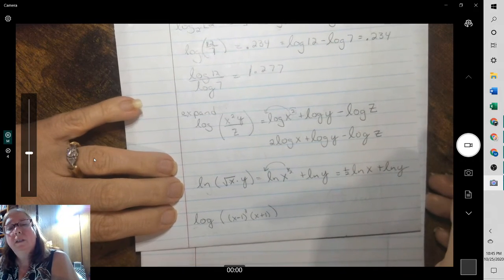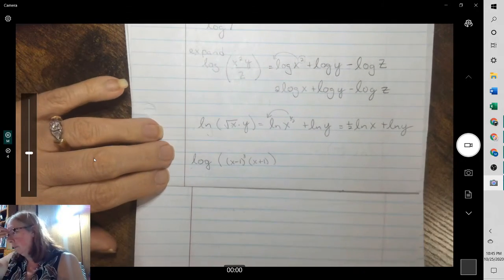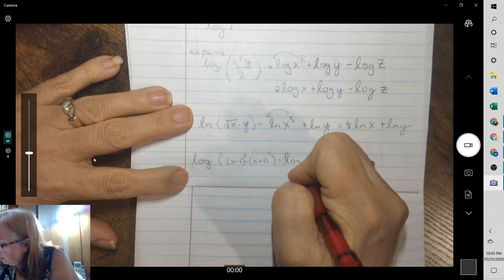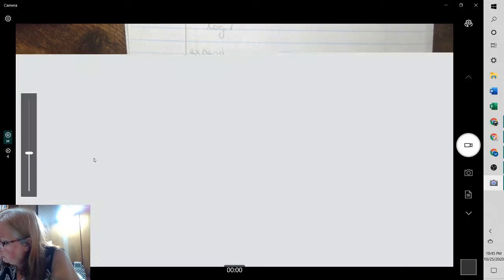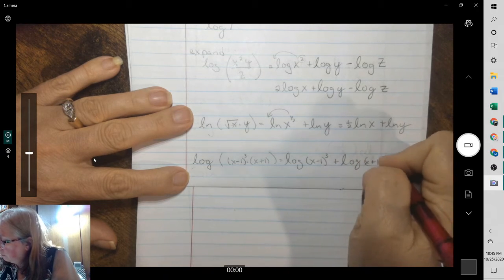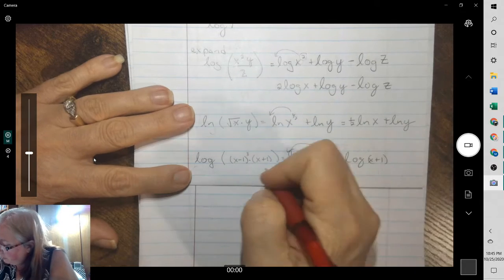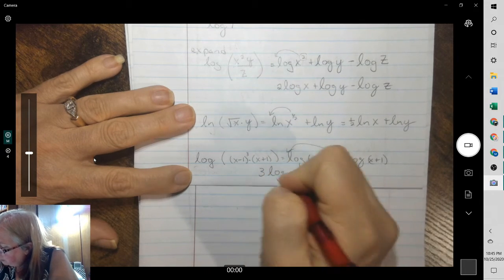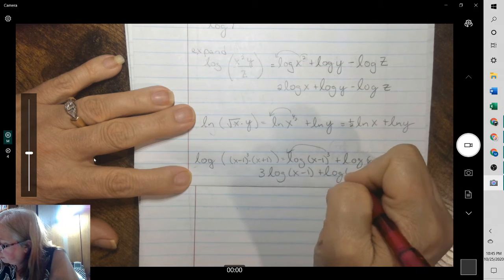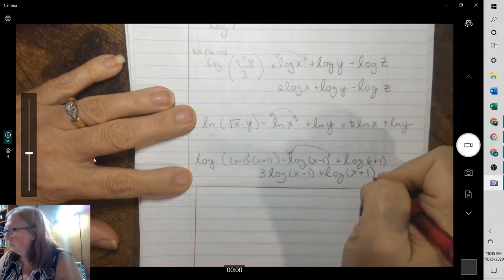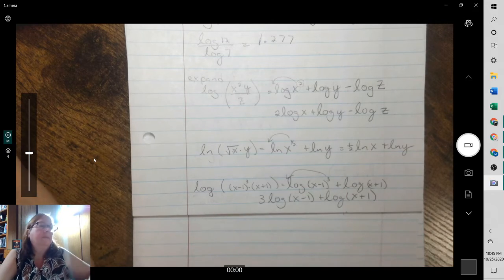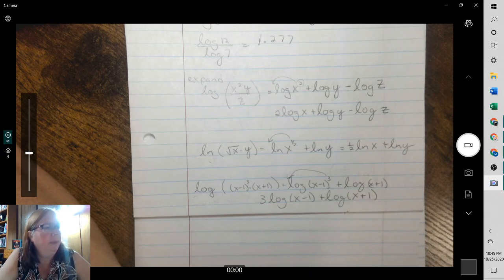This one is similar. Here's our multiplication. So it's the log of x minus 1 cubed plus the log of x plus 1. And then the exponent comes down in front. 3 log of x minus 1 plus log of x plus 1. Okay. And that's pretty much 6.1.